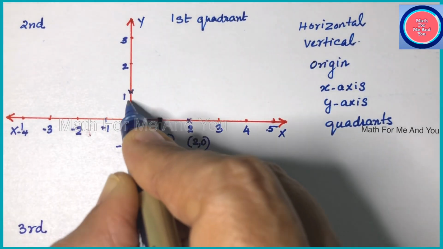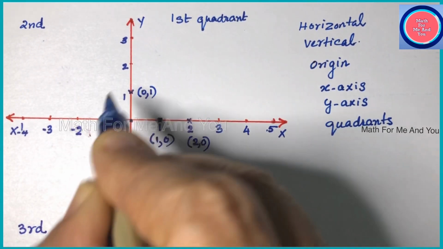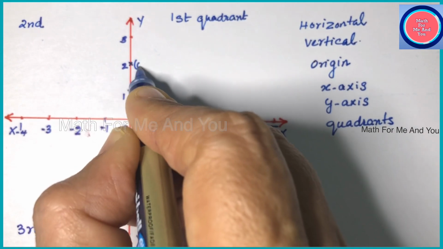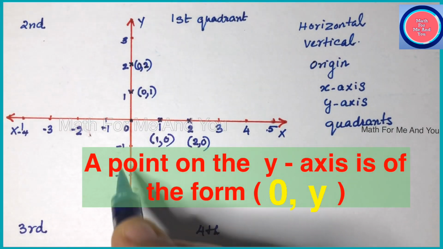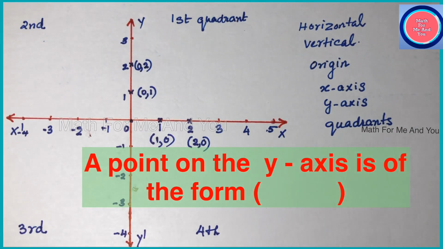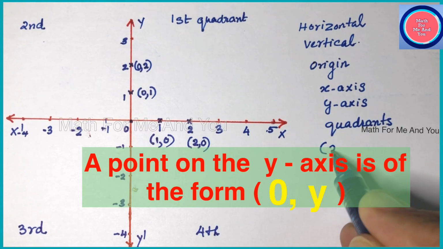How to mark a point on the y-axis? It is 0, 1. That means x number 0, y number 1. Next is 0, 2. Then 0, 3, like that. Below we can mark -1. There we can mark as 0, -1, 0, -2 and so on, like that.